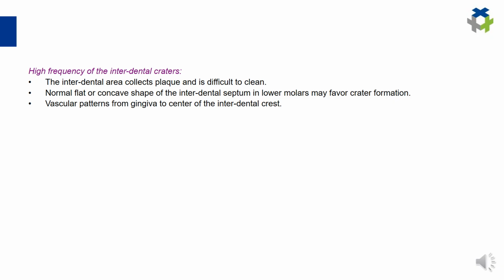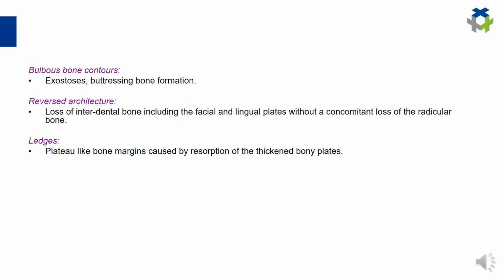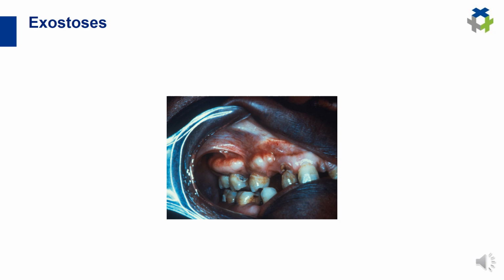The interdental area collects plaque and it is difficult to clean. So the normal flat or concave shape of the interdental septum in the lower molars may favor crater formation. Bulbous bone contour is exostosis and buttressing bone formation. Reversed architecture: loss of interdental bone including facial and lingual plates without a concomitant loss of radicular bone. Plateau-like margins are caused by resorption of thick bony plate.